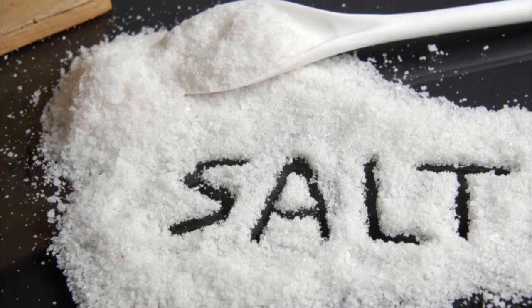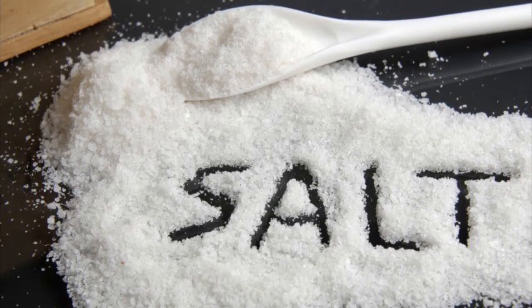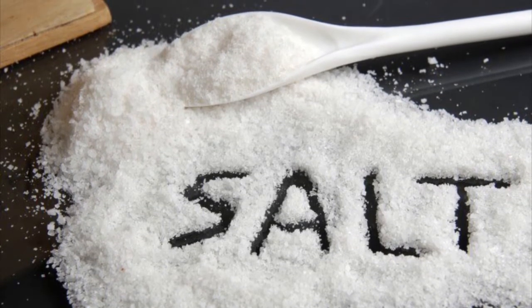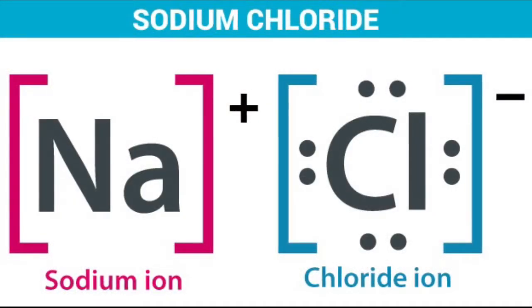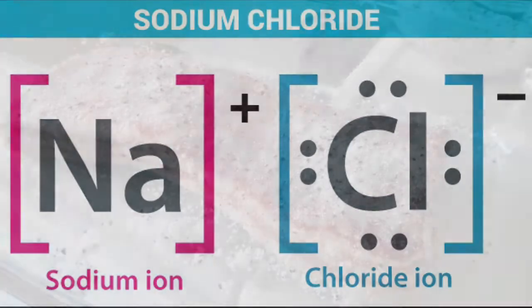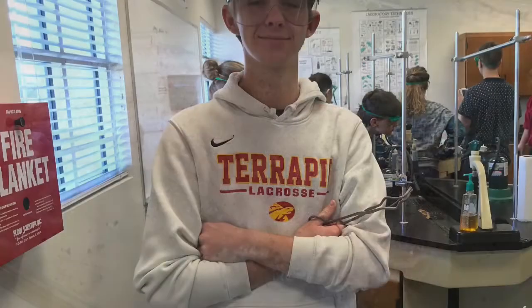Ionic compounds are used every day in our lives. Salt, for example, is a combination of sodium and chloride, or NaCl. Not only does salt give the food more flavor, but it is useful for preserving meats.